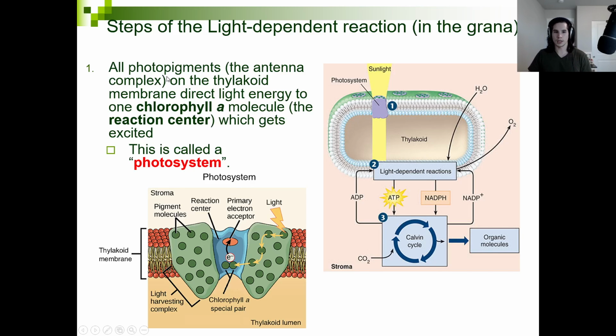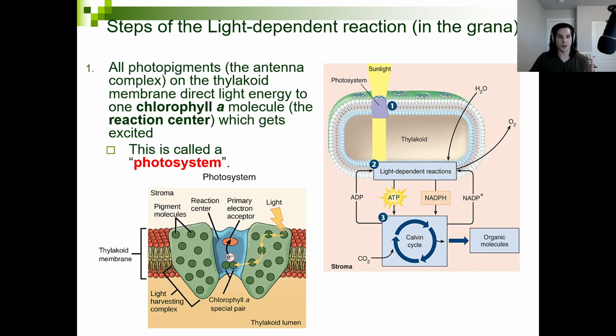So when we're looking at the light reactions, it's going to happen in a place called a photosystem. So all photopigments, the antenna complex, so you could call this light harvesting complex here, you can kind of call that like an antenna complex. It's kind of an antenna to bring in signal, and in this case it's bringing in light, and it's funneling that energy into your reaction center, which is your chlorophyll A.